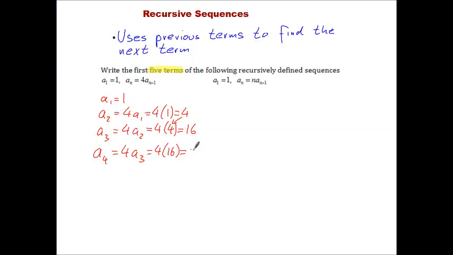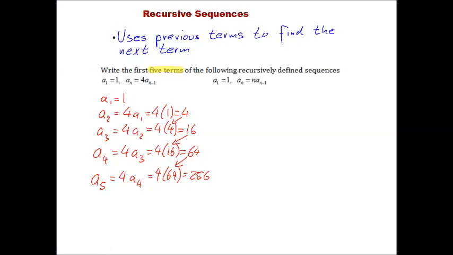And that is 64. So the 16 now goes in to find our next term. And then a sub 5 will be 4 times a sub 4, and that is 4 times 64, which is 256. And again, the 64 is the term we needed to put in here to find our next term, in this case a sub 5.